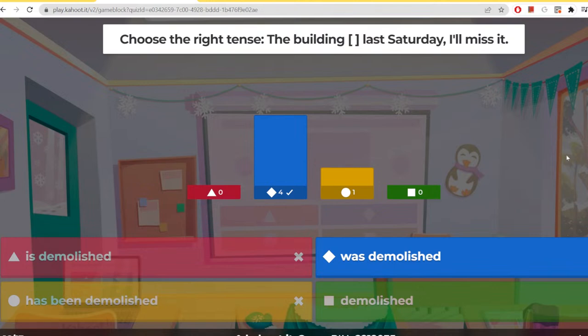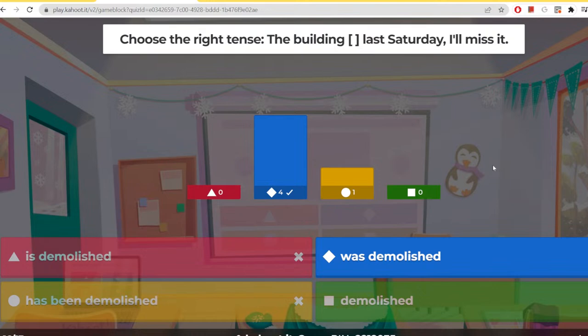All right, was demolished would be the correct one. The reason has been demolished does not work is that in English, we do not associate that grammar with a specific time. If I use the present perfect tense, which is the has been or has whatever, I don't say the exact moment when that happened. In this example, I did say the moment. I said last Saturday. And so that's why that's wrong. So I want to use past simple, just was demolished. That would be the correct form since I included that time. If I didn't include that time, then yeah.